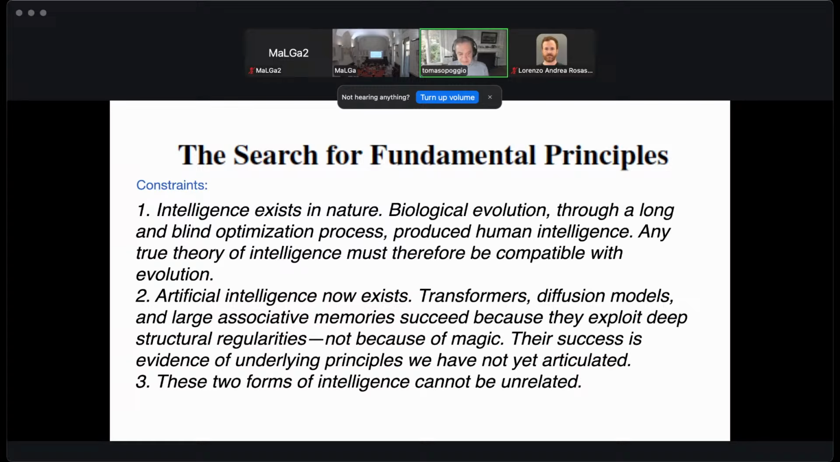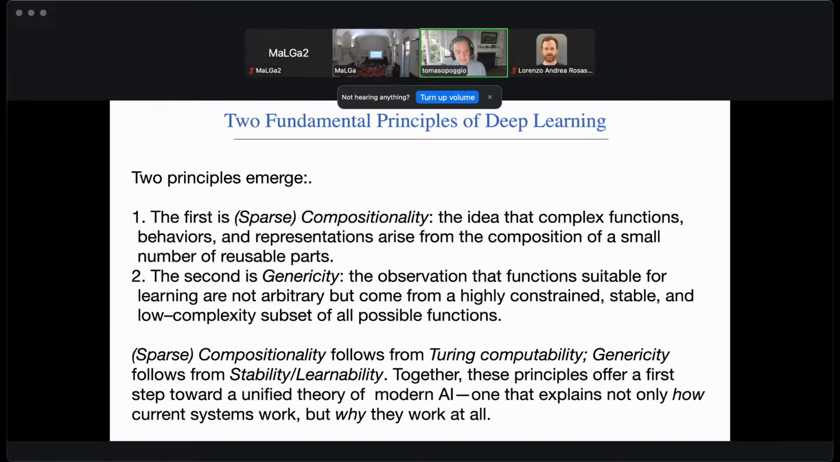The second constraint is almost orthogonal to it, is that we have a number of techniques that work in terms of learning from data. And so the question is, on what does their success depend? And I'll make an argument about the fact that the common ground on which they start is associative memories. But before that, I want to mention immediately two principles that emerged from this constraint search.